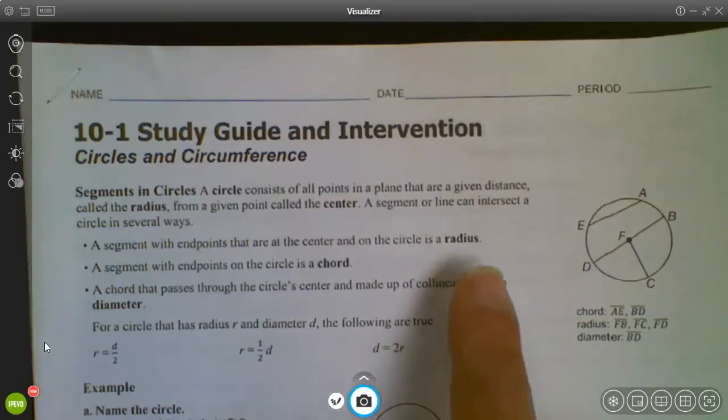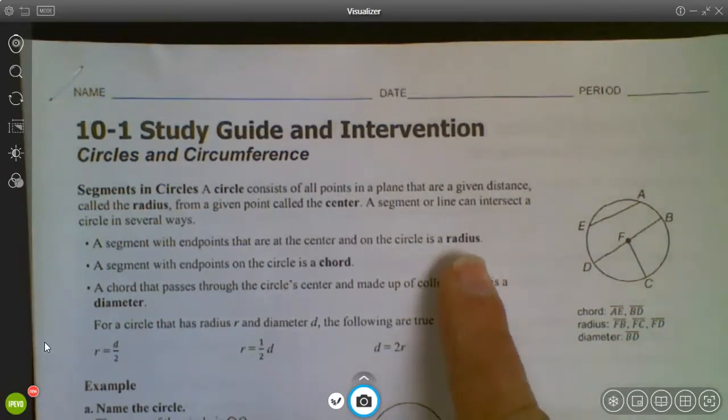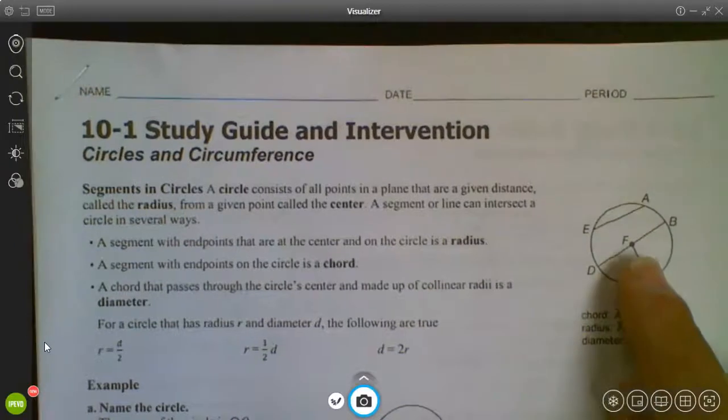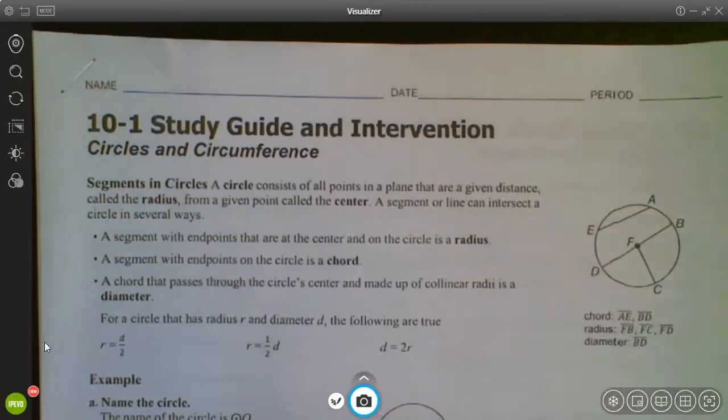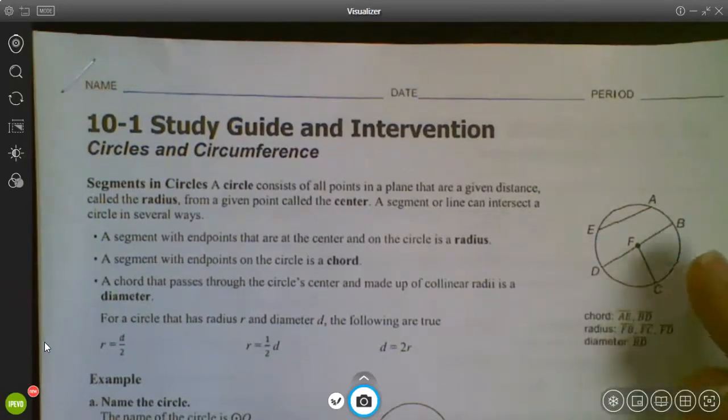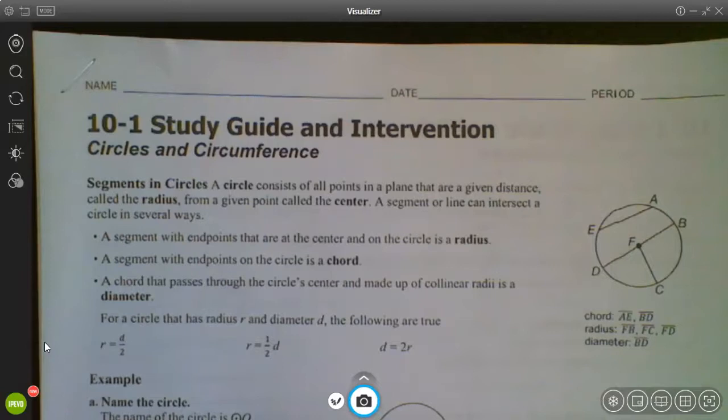So if we talk about the radius of the circle, a radius must go from the center of the circle to one of the edges. So if you looked at FD, that would be a radius. FB would be a radius, and FC would be a radius. So there are three radii in that circle that we can see.